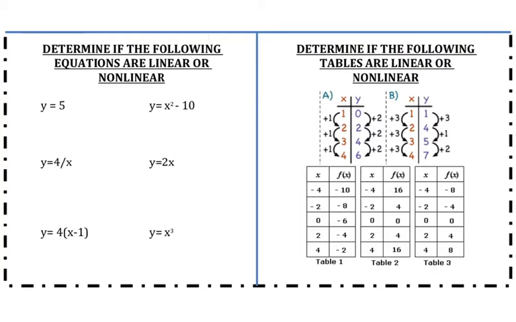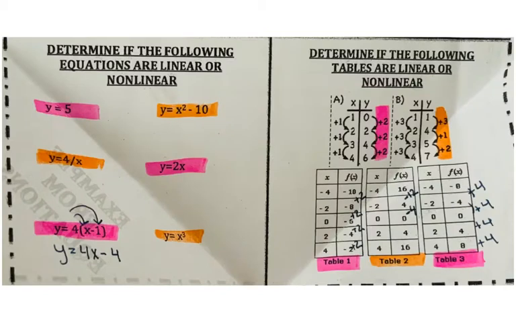Okay, so try these ones. Tell me which ones are linear and non-linear. So go ahead and pause the video. Hopefully at this time you've paused the video and you've worked this out. So again, my pink ones are linear. So all the pink are linear. And then all the orange are non-linear.